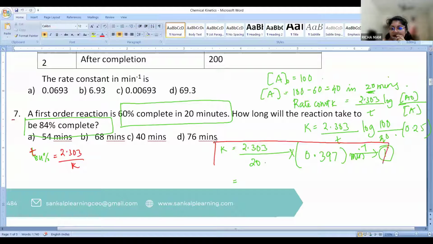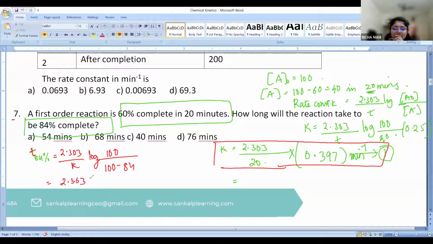We have found the rate constant in the above equation, so we will substitute it into the log. The initial will be 100, and the time taken will be 100 minus 84. Now we will substitute the value of K here: 2.303 into K. What is K?